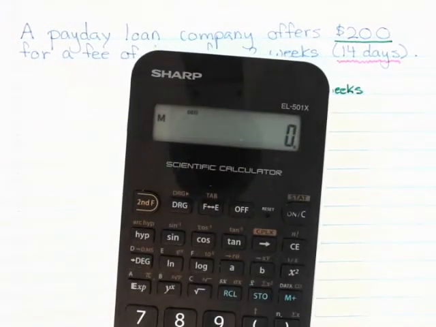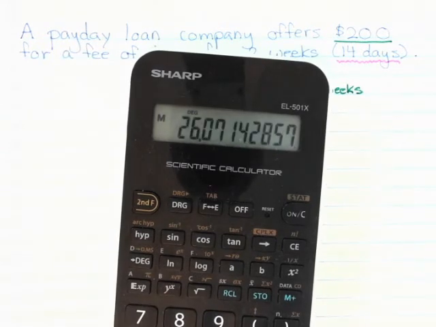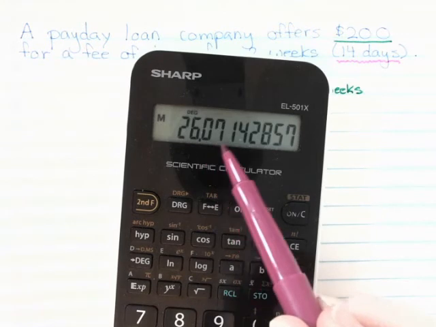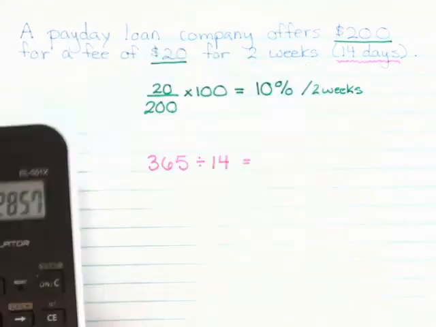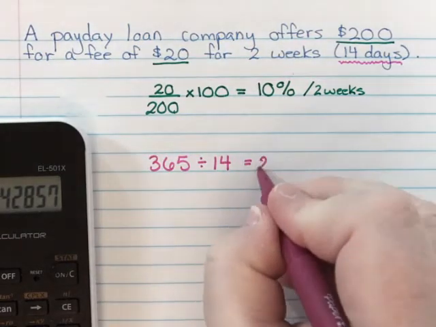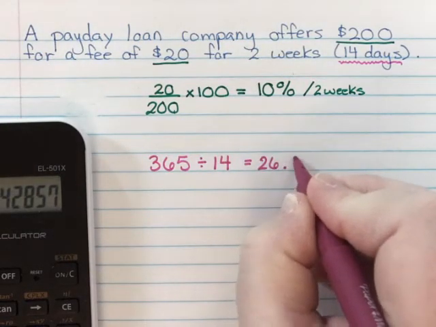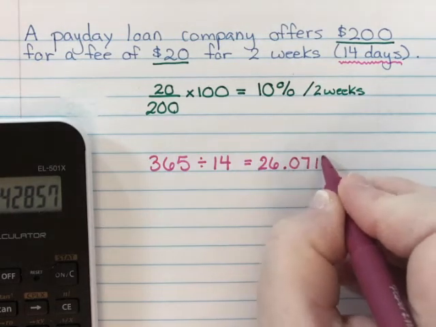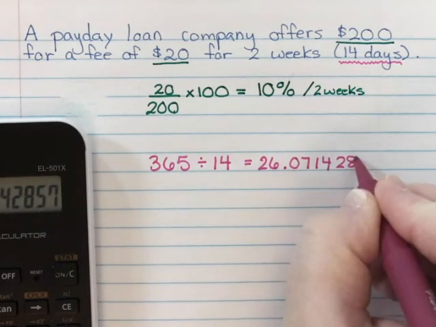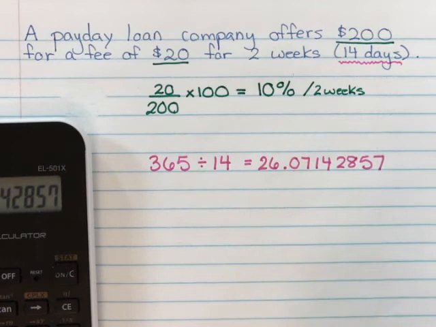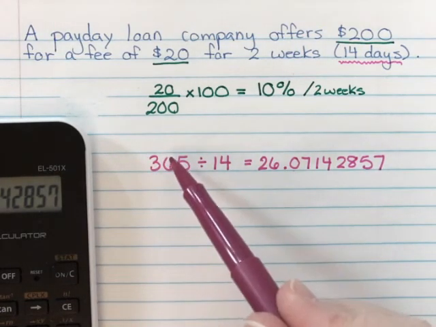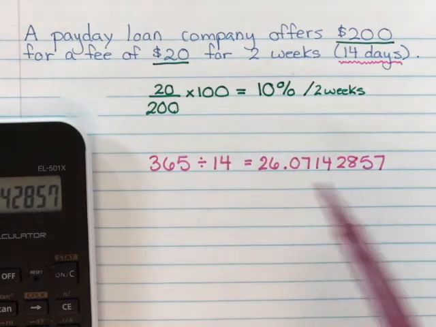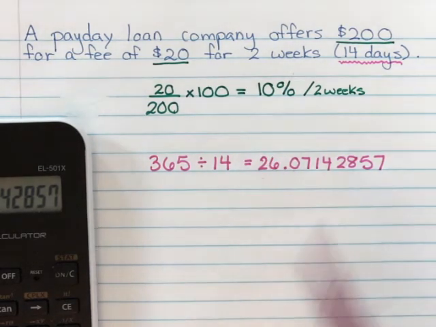So I'm going to, on my calculator, do 365 divided by 14, and I get that there are 26.0714287. So I'm actually going to write that whole number down. I know in the video they rounded it a little bit, and that's okay. But I'd like to be as accurate as possible. So what this part did was tell me in 1 year, how many 14-day periods are there? There are 26 and a little bit.